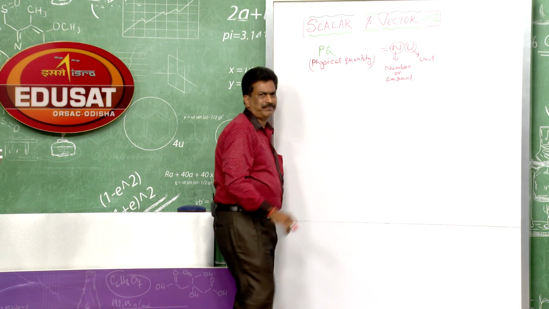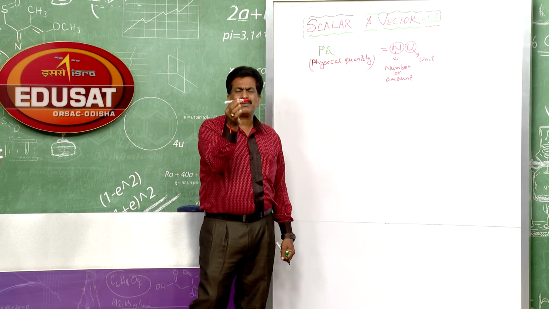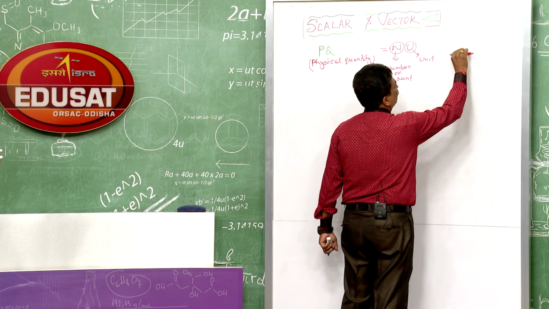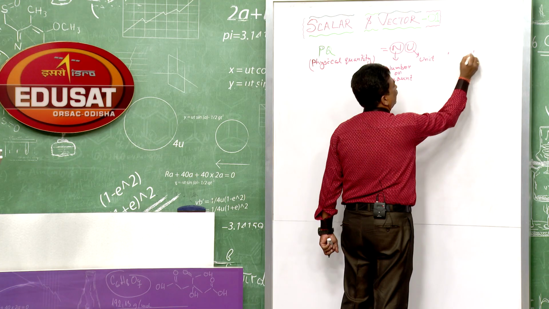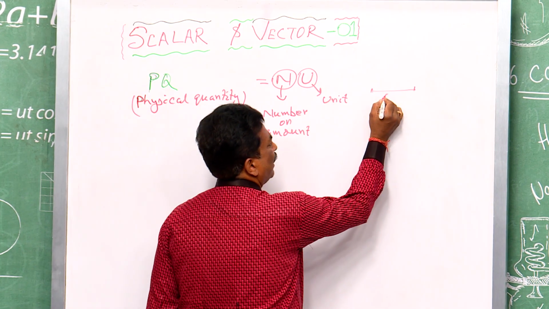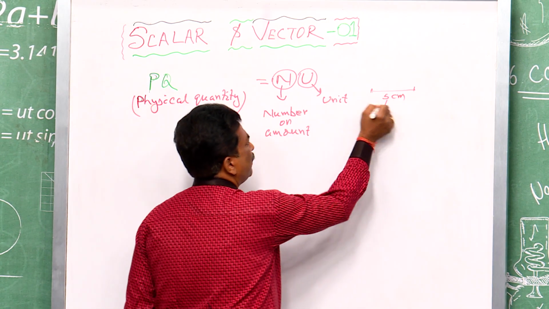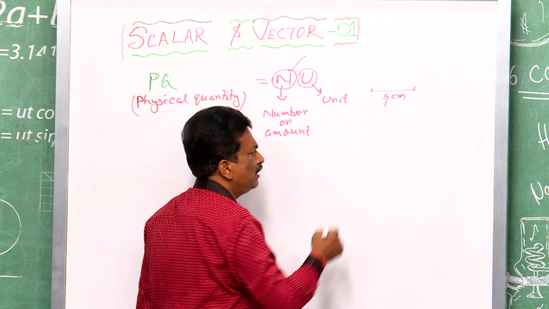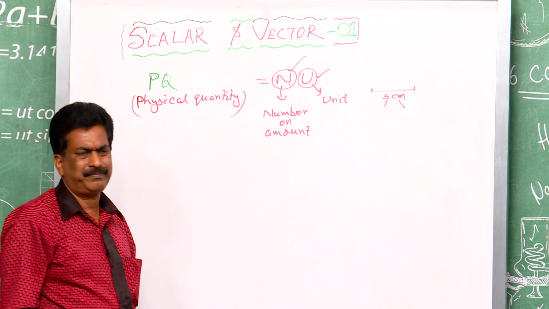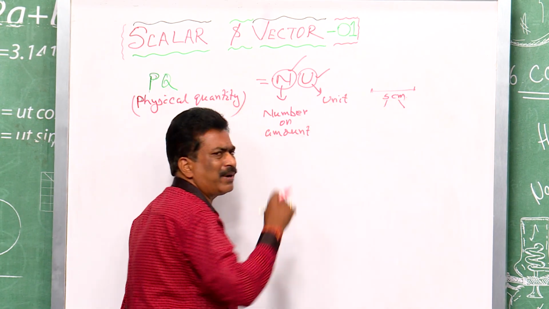So, as I said, a physical quantity has its number or certain magnitude with its unit. Suppose I say this is the marker. This marker has a certain length. Suppose this is the length of the marker. Suppose this length is 5 centimeter, then this 5 corresponds to n, and the centimeter corresponds to the unit. So, if this is 5 centimeter, this is a physical quantity.